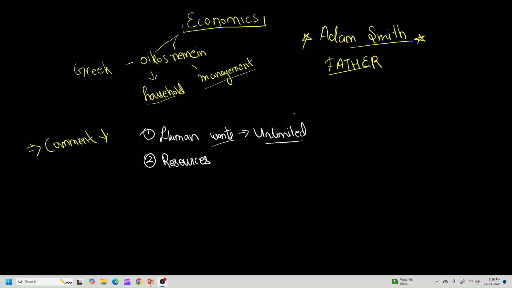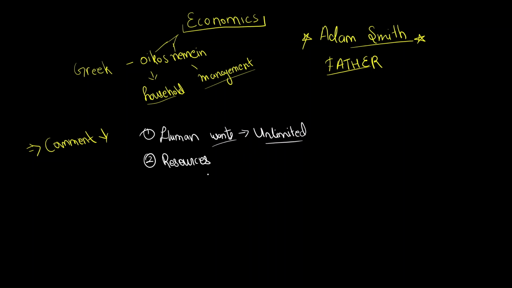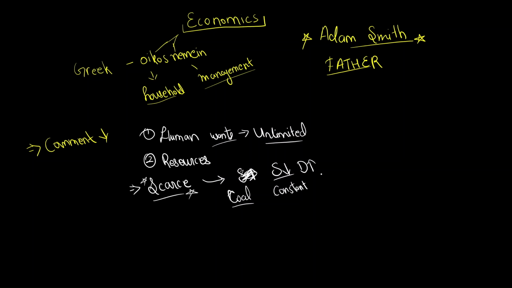Now, human wants are unlimited. Now resources are scarce. You will say, what does this word mean? This word simply means that when supply is less and demand is more. Let's say we all want coal. Now coal is a scarce resource. How? Because supply is limited, it's constant, but demand is increasing. So scarcity is a phenomenon when the supply of a particular commodity is less than its demand.